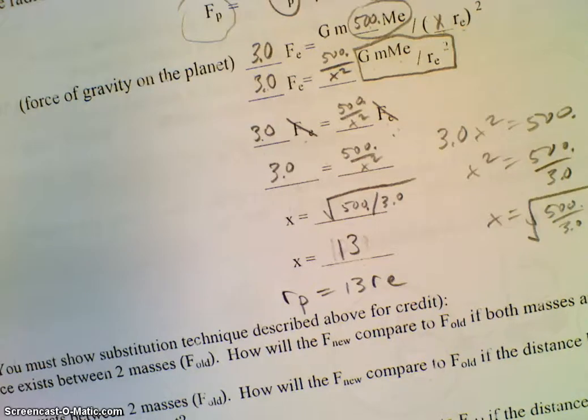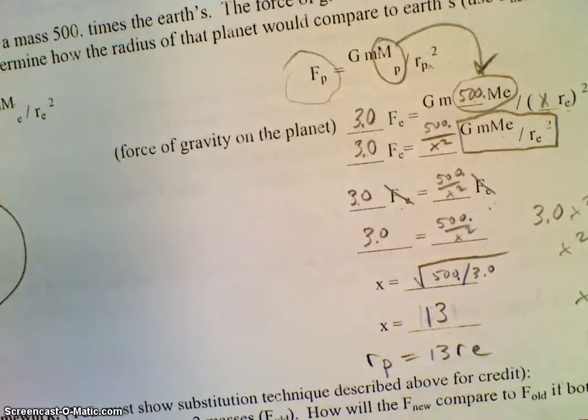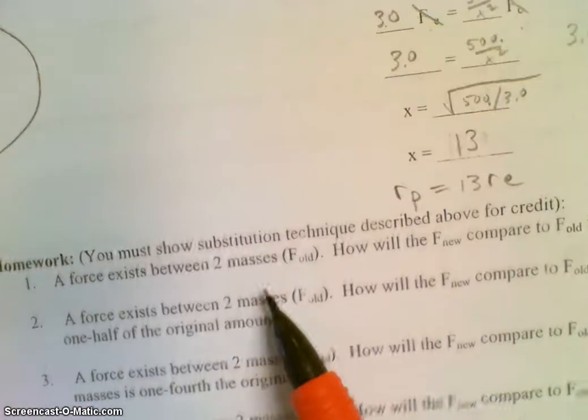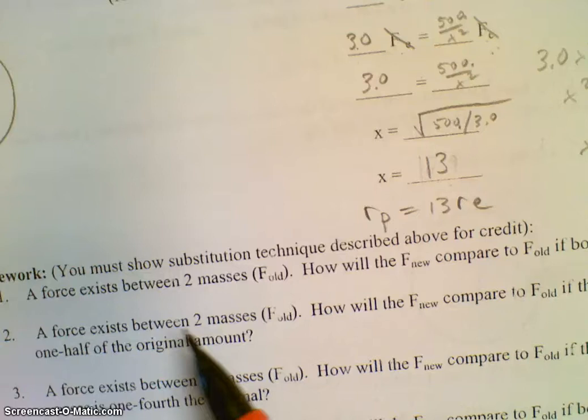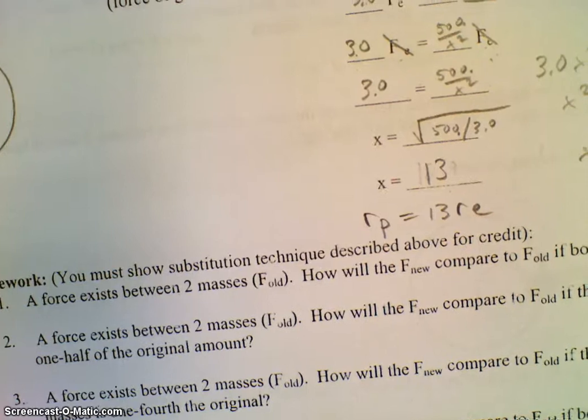Okay? So all we're doing is looking at how, if we change the force, if we change the mass, if we change the radius, those things affect the overall. That's what we're looking at today. So tonight you have 6 problems. Pretty straightforward. You have to show this method. So for example, number 1. A force exists between 2 masses. I want all of us to do number 1 together so you can see exactly what I want you to do for your homework.